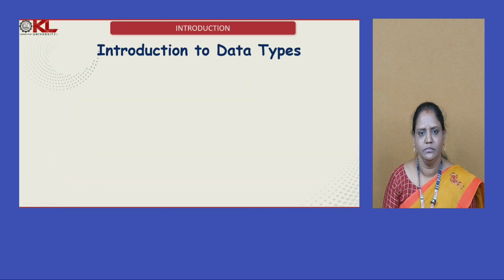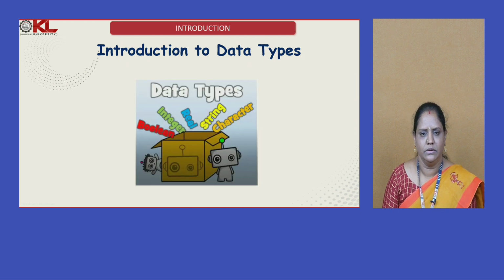Introduction to data types. The main agenda of writing a program is to perform some calculation. So whenever we want to perform some calculation, we have to supply some values to our program so that the program takes those values, performs some operations and then produces some output.